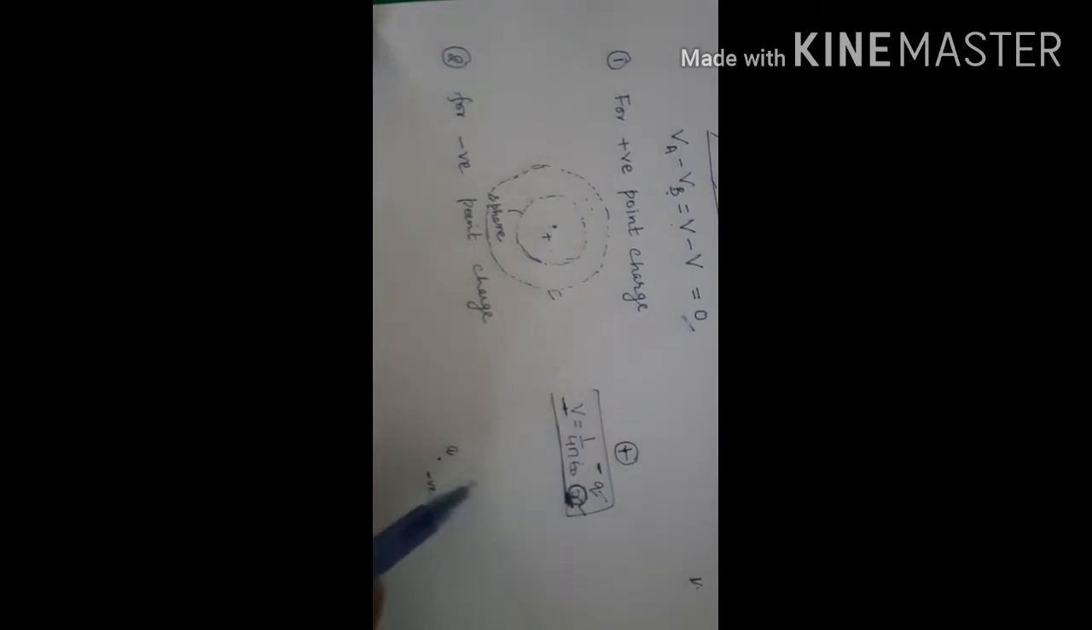So again, it also forms a spherical surface, as we have discussed for the case of a positive charge. So these are the equipotential surfaces for the negative charge.